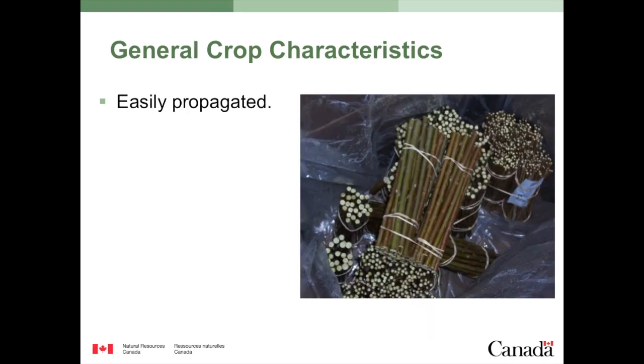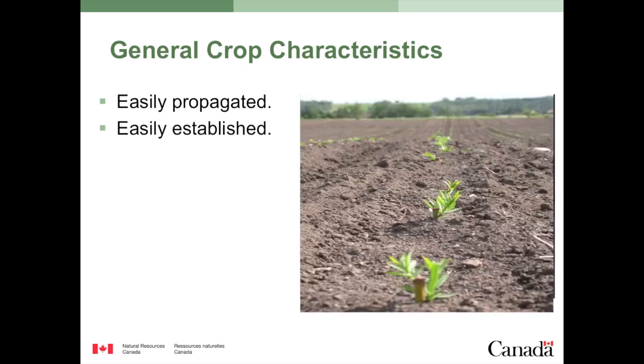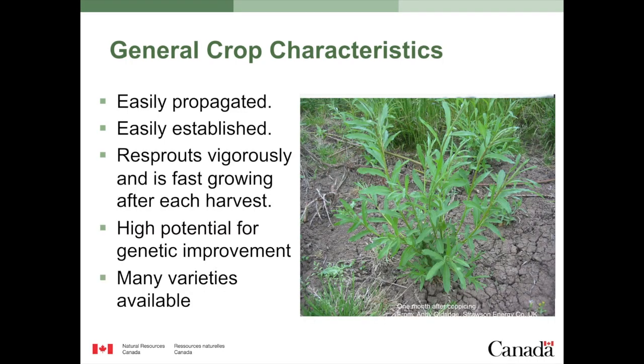Some of the general crop characteristics, and you heard some of this yesterday: they're easy to propagate, it's just greenwood cuttings, easy to establish. You put them in the ground and they'll develop shoots and roots right from those cuttings. For the willows and for the poplar for biomass, they resprout very vigorously after each harvest. That's good from a biomass production standpoint. It's also good because they're always in a juvenile growth phase, so they use a lot of nutrients and a lot of water, which is something we want to do.